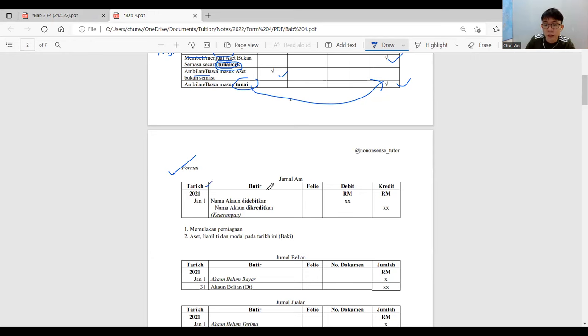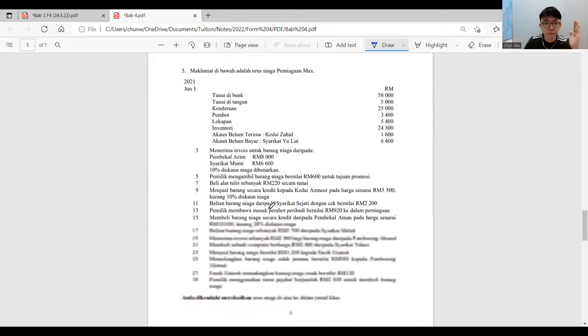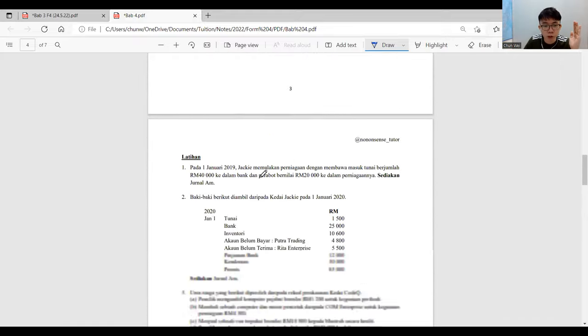So you have tarikh, butiran, folio, debit and credit. Of course, this is a bit strict lah. The debit and credit must be balanced lah. Okay, so same side, nicer. Then the year, tahun, unit, RM, and then the date, then what to debit and what to credit. And then there is a keterangan. So now I'll show you quickly. So come to question one.